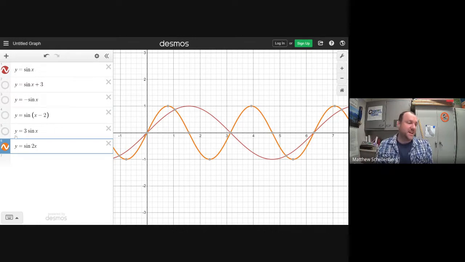And so that's indicated by the coefficient on the variable inside the sine function. Some people will put parentheses around this, just to make sure they understand it's inside the sine function, in the input. And that's what's going to make it cycle through faster, is going to make the period shorter, because it only takes pi now to get through the whole cycle instead of 2 pi.